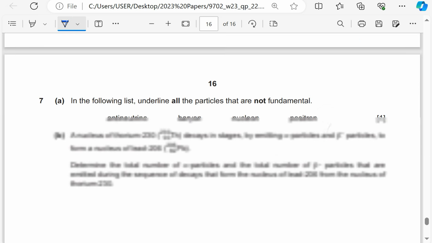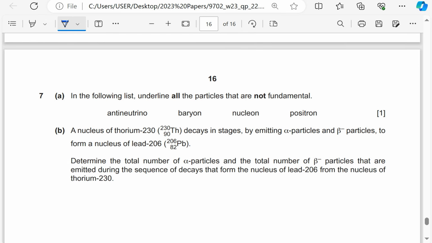Okay. Then last question. In the following list, underline all the particles that are not fundamental. So fundamental particles are not made up of anything. Baryons are made up of quarks, so they are not fundamental. Nucleons are protons and neutrons, which are made up of quarks. So it is the positron and the antineutrino which are fundamental particles here.